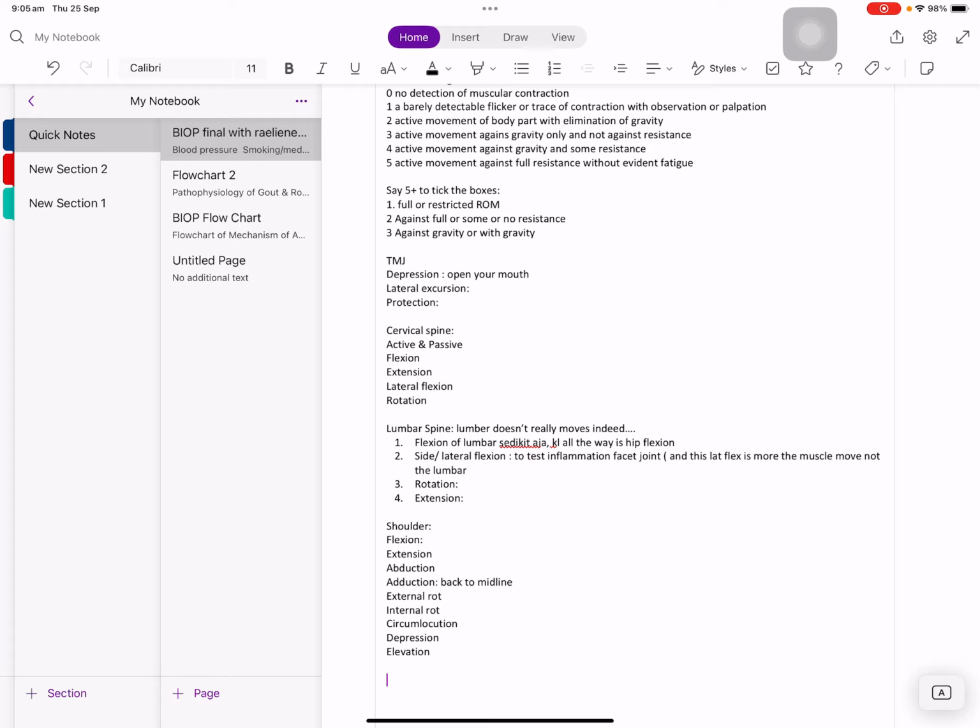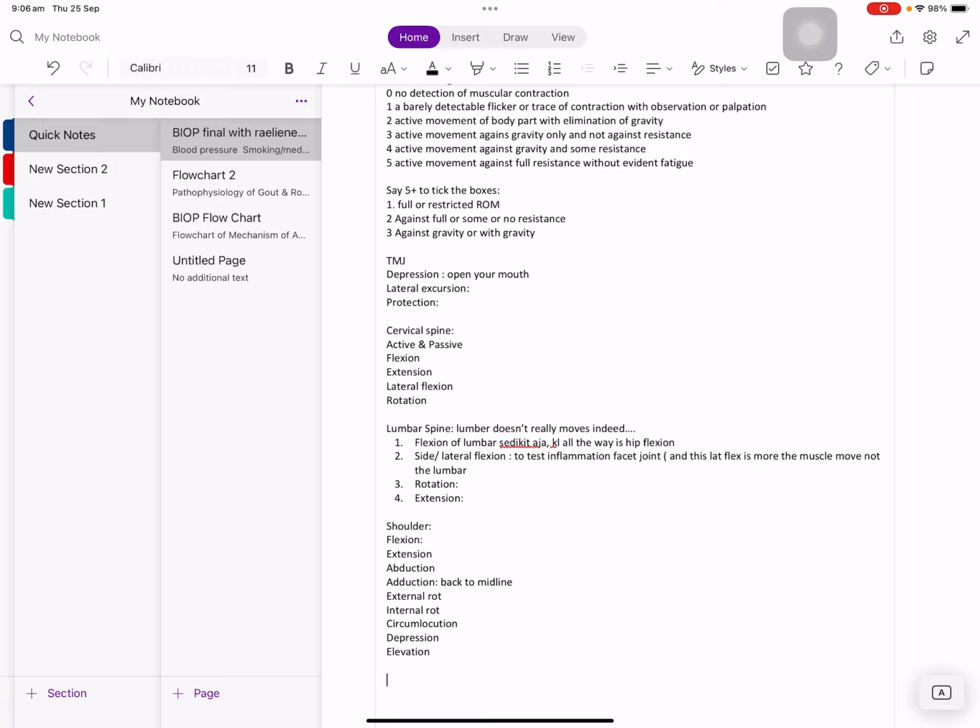So we've done flexion, extension, abduction, adduction. So external rotation, internal rotation, elevation, depression, circumduction. Using Skelly has been good.